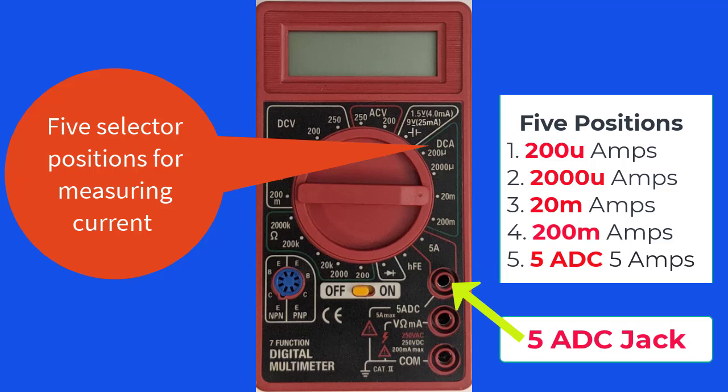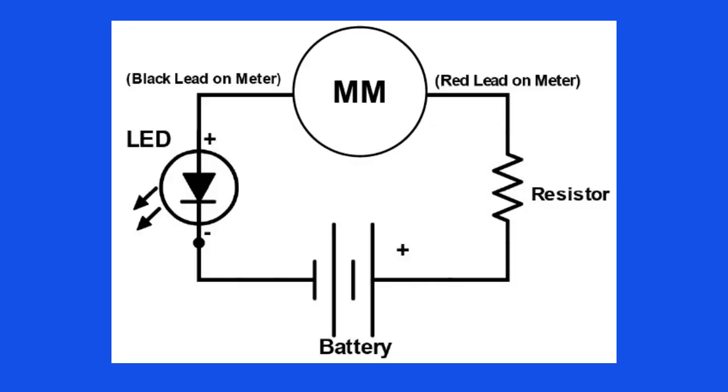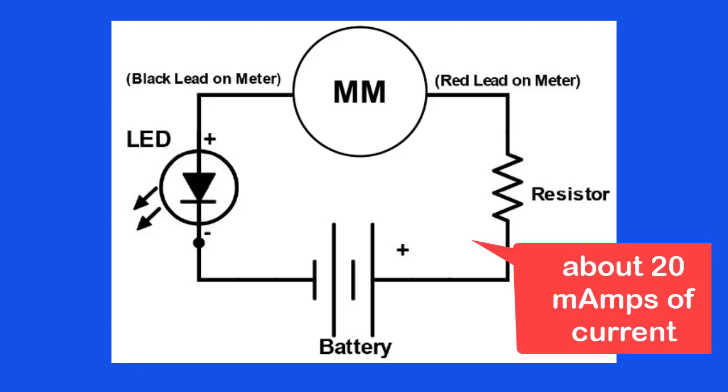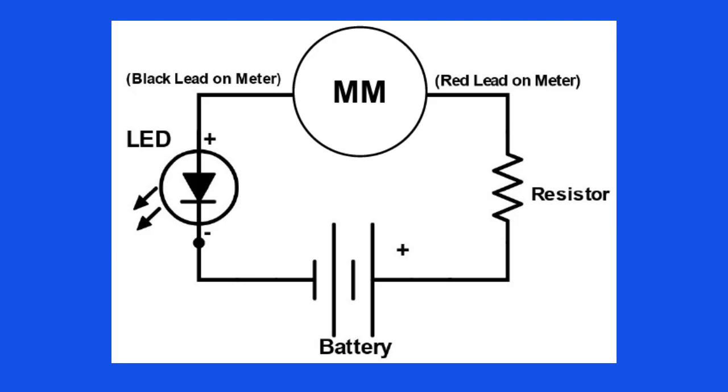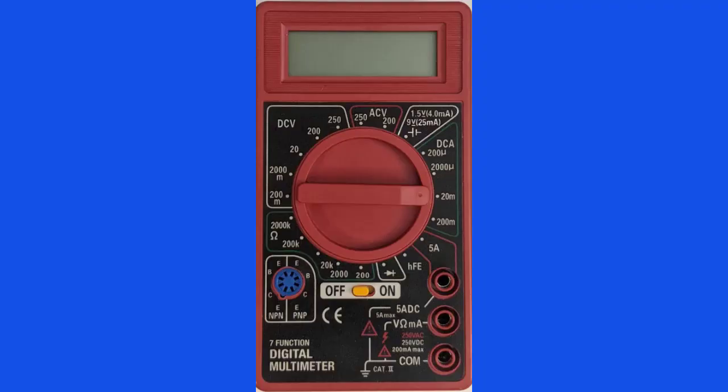At this point, I need to emphasize that when we measure current, we must take care not to exceed the limits of the meter. We need to understand the circuit we are measuring as to the possible amount of current that can be flowing. With LED circuits, we are usually working with about 20 milliamps. If you are unsure of the amount of current in a particular circuit, start with the highest range, which is 5 amps DC on this meter. Just a note, we usually won't be measuring that high of a current, so we will seldom use this function.